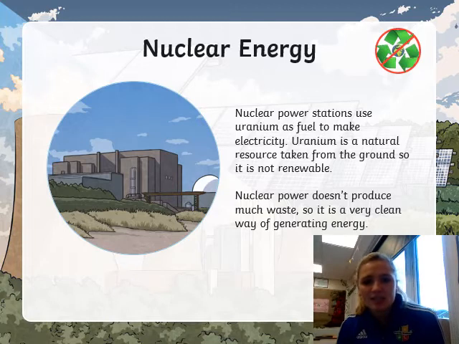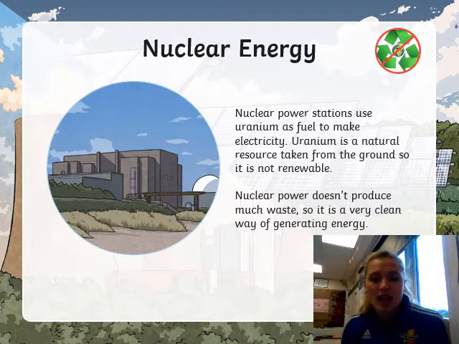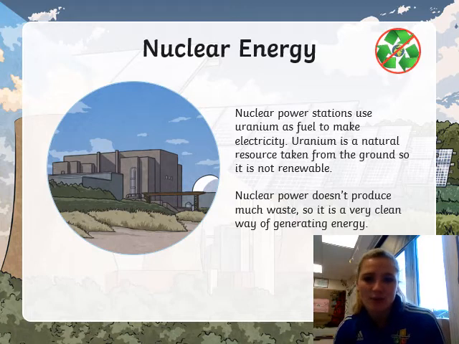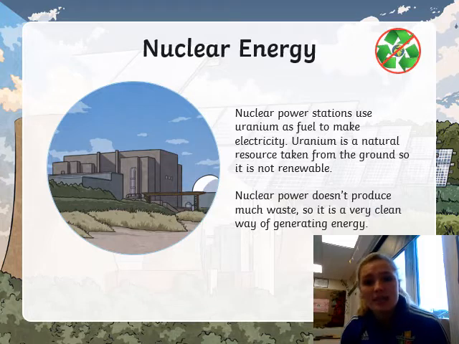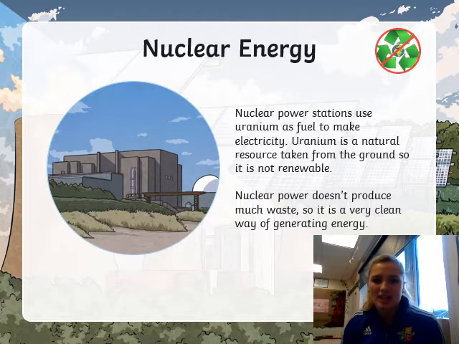Okay, we have nuclear energy. A nuclear power station uses uranium, which is a natural resource taken from the ground, and it's burnt in power stations to make electricity. This nuclear power doesn't produce much waste, so it doesn't release much into the atmosphere, and so it is a very clean way of generating energy. However, again, nuclear energy is continuing to use a resource which we might eventually run out of.